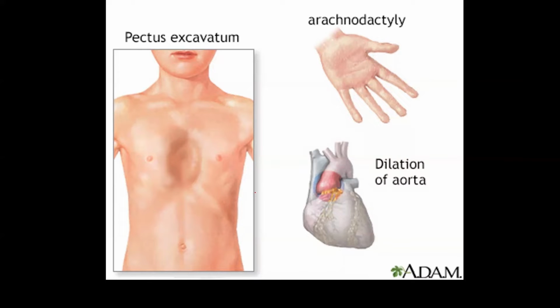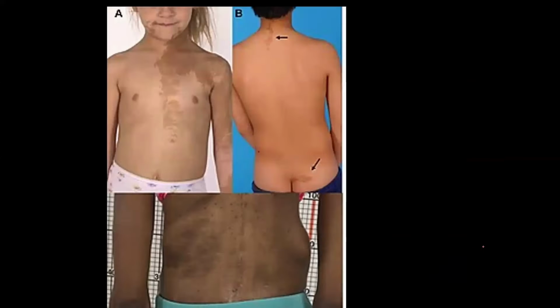So here is an example of Marfan syndrome. You'll see arachnodactyly, dilation of the aorta, and pectus excavatum. What imaging study do you want to obtain routinely in patients with Marfan? Yeah, good. Echo. And that's again because of the aortic dilation. All right, here's McCune-Albright. So you can see that there are these cafe au lait spots.